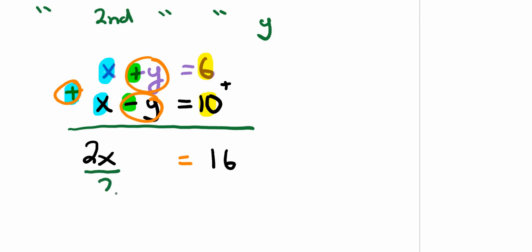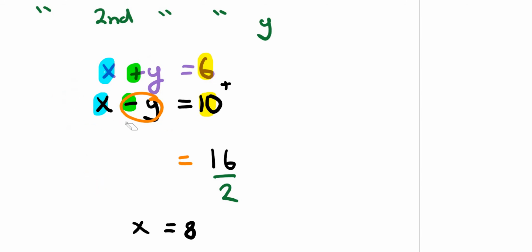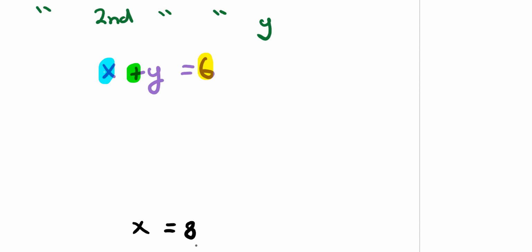After that, you can divide both sides by 2. And then now we have x equals 8. So the first number is going to be 8. And then let's go ahead and solve for the second number. If I just erase all this, I know the first number is 8.